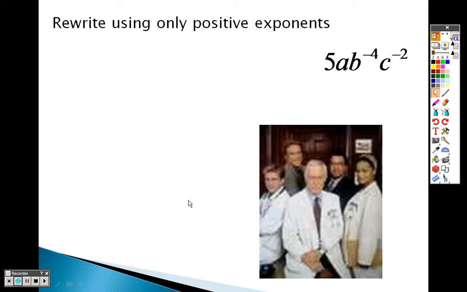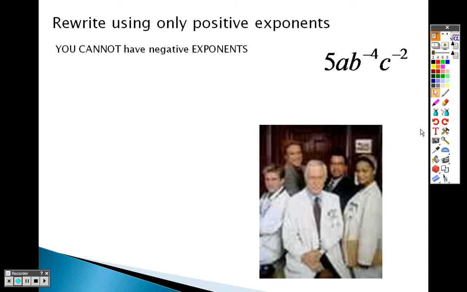Okay, so rewriting using only positive exponents. Keep in mind, this is negative. You can't have negative exponents. So if I have a negative exponent with the b on the top, I've got to move it to the bottom. If I have a negative exponent of c on top, I've got to move that to the bottom.